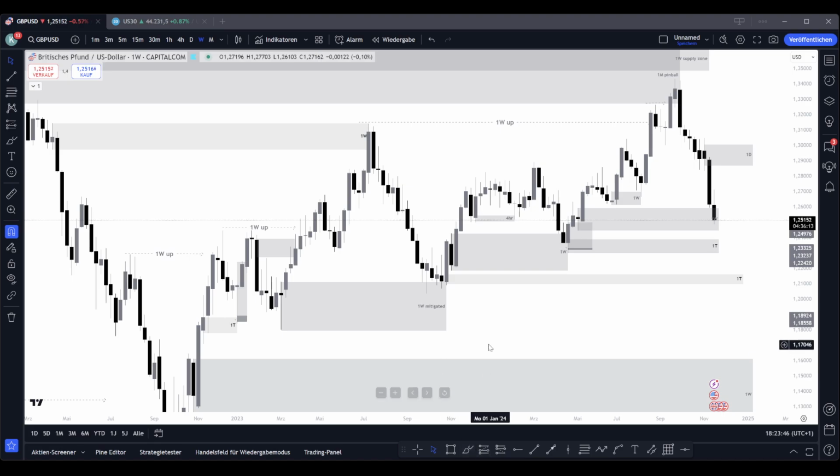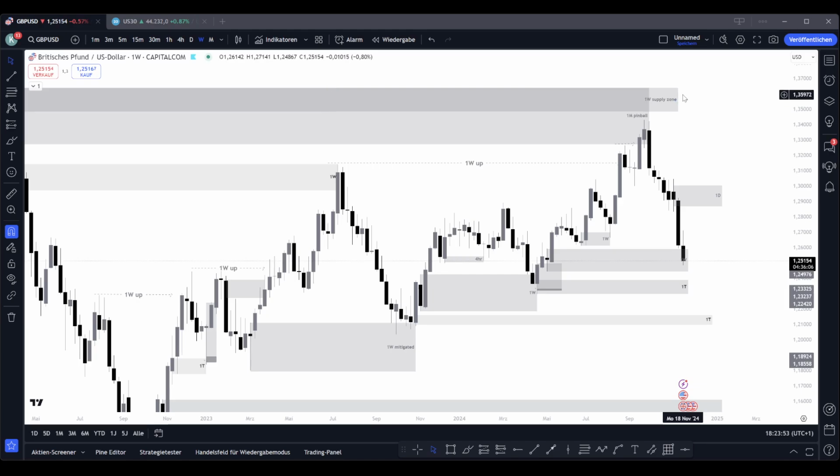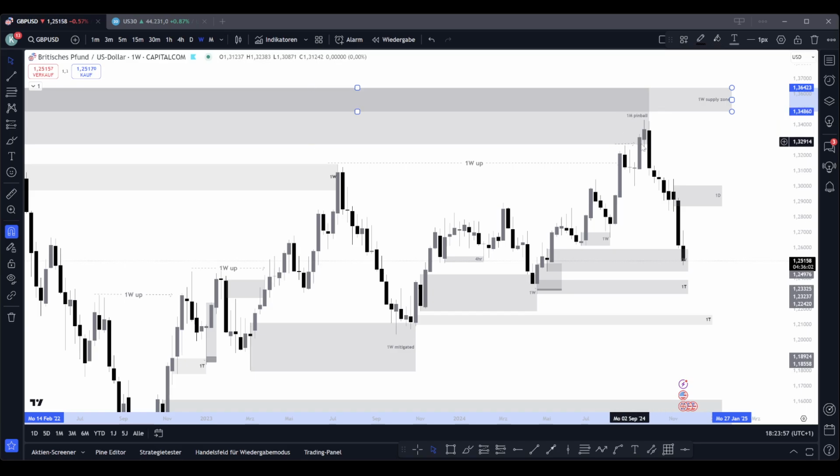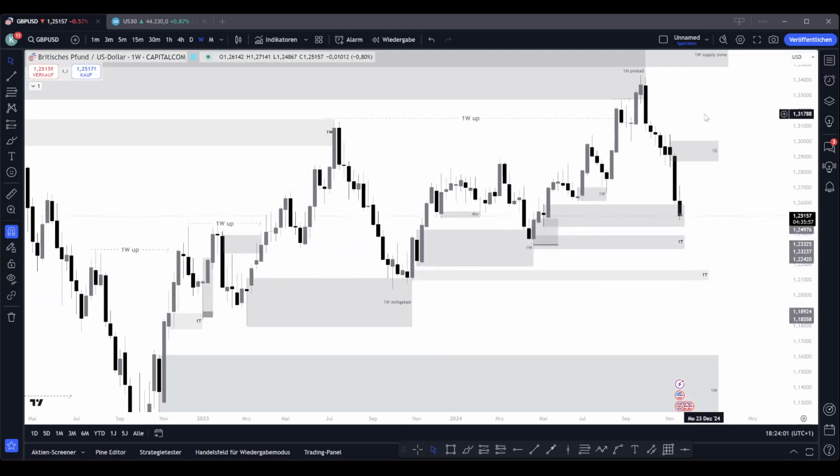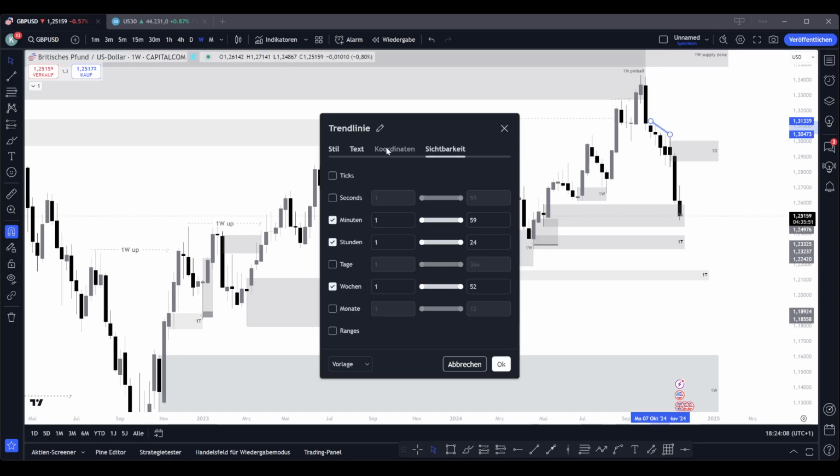If we look at the market structure from the weekly perspective, we still have this 1 week supply zone up here, which has not been mitigated. The mitigation was within the 1 month supply zone, but we still have this 1 week supply zone. So everything is possible. And basically, guys, if I scale down into the lower time frame, we'll understand that here there's an area of liquidity.